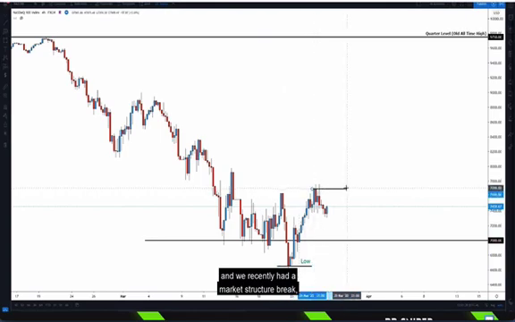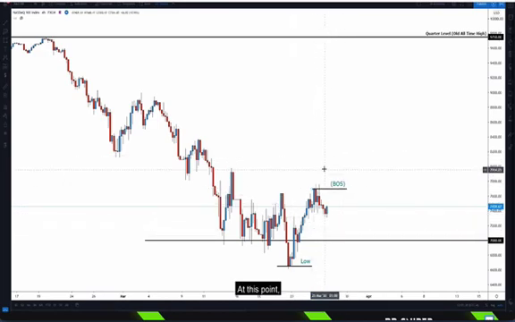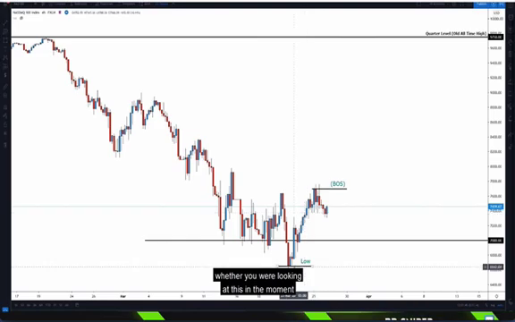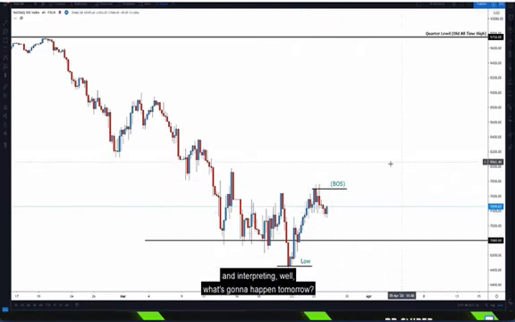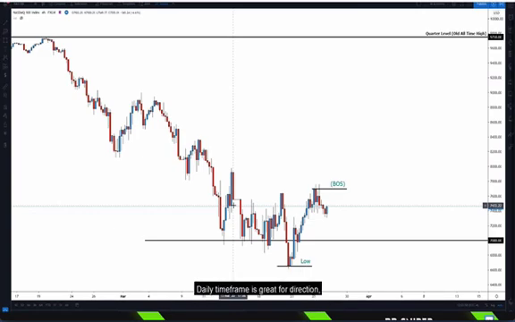And we recently had a market structure break. A break of structure. At this point, if you were wanting to understand price action, whether you were looking at this in the moment and interpreting, well, what's going to happen tomorrow? What's going to happen on the following day? Or whether you're using this like we are right now as an example, something to train your eye and something to learn on. Daily time frame is great for direction. And in my opinion, the 4-hour chart is really, really powerful for helping us understand structure on a macro perspective.